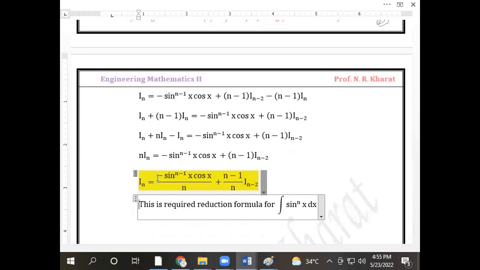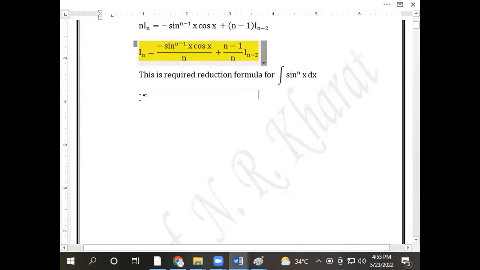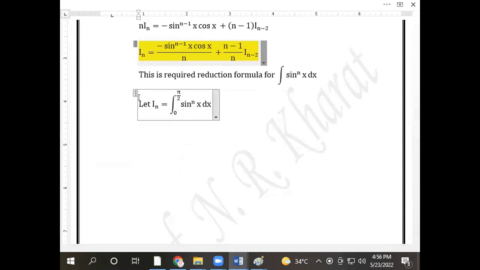This is the reduction formula for sine whose index is n, where the limit of integration is nothing. But we require the reduction formula for sine raised to n of x dx, whose integration limit goes from 0 to pi by 2. So first we assume the given integration is equal to I n, and we have already found the value for the integration of sine raised to n x dx.